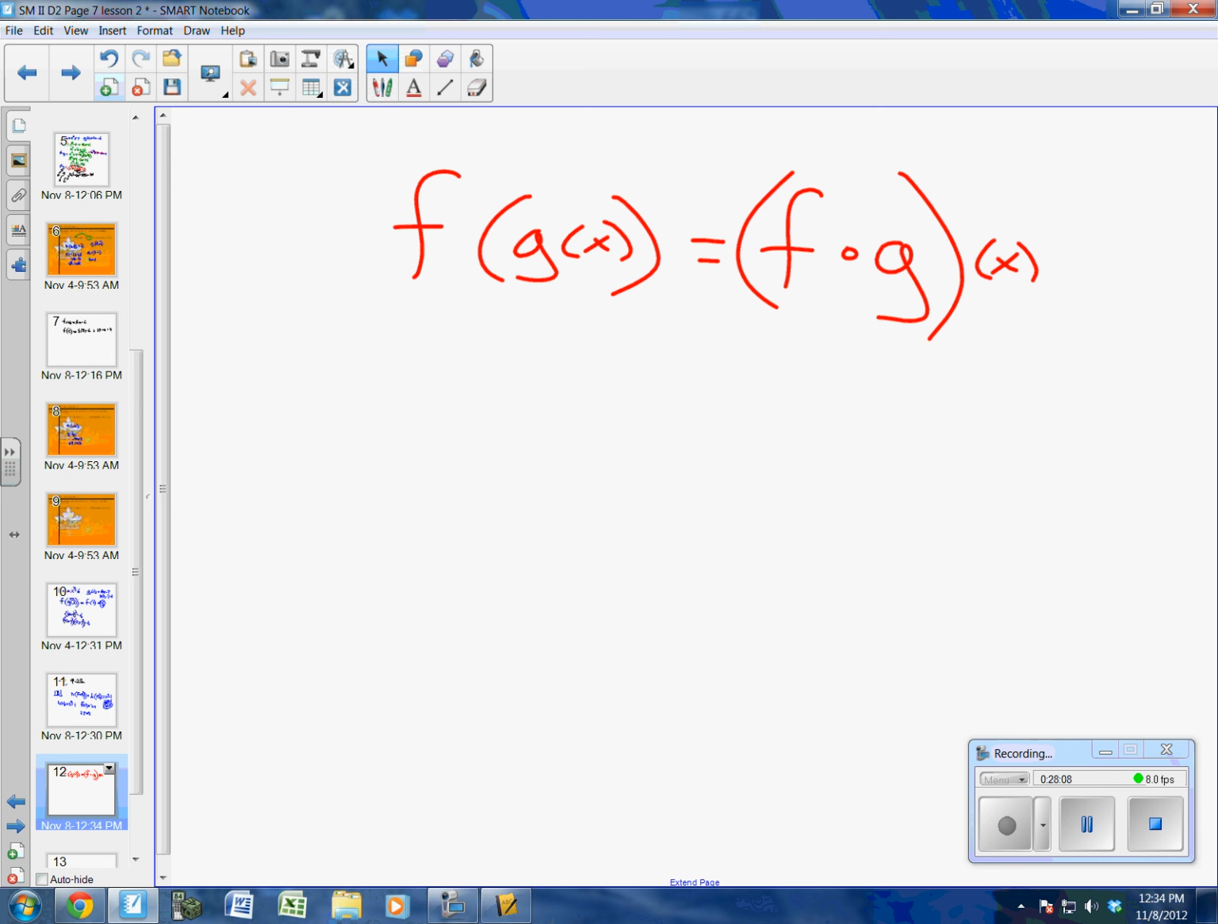So you know. And you can do things backwards. You can do f composed of g, and then you can turn around and do g composed of f. You just need to know which function you're putting in which function.